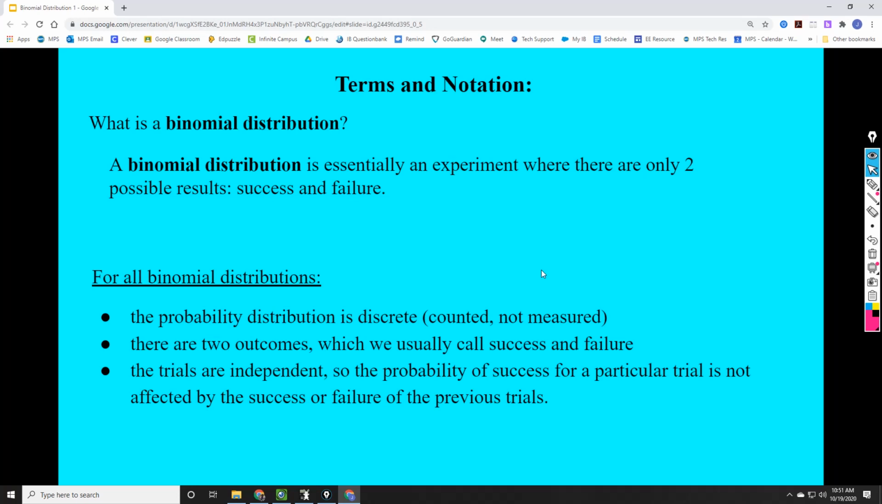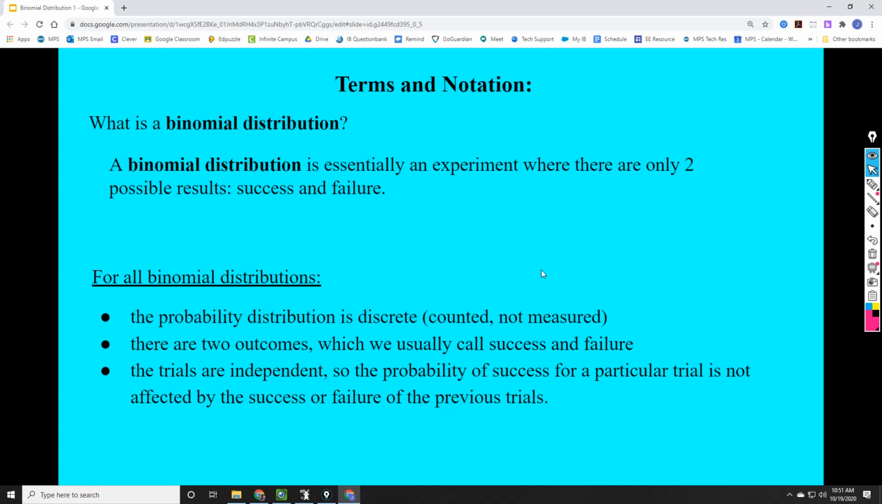For all binomial distributions, the probability distribution is discrete, and what we mean by that is each trial and each different outcome is a whole number: it happened or it didn't happen. There's no half attempt or partial attempt. If you think back to the unit on statistics, discrete means that it is counted, not measured, so it's not like a height or a weight. It's a frequency. Did it happen or did it not?